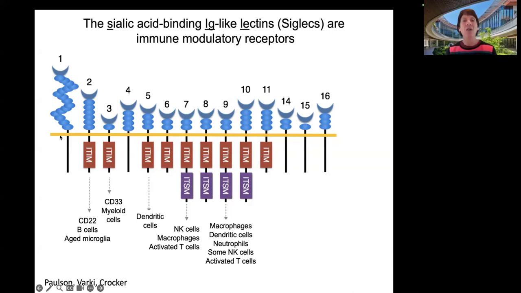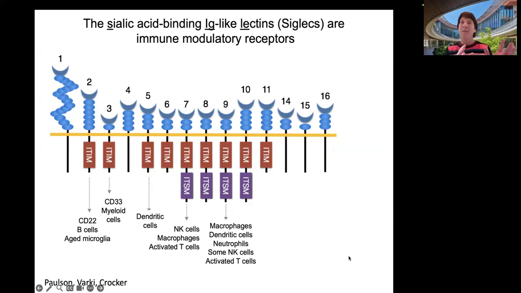In this cartoon, the yellow line reflects the surface plasma membrane of the immune cell. And all the blue stuff is what's outside the cell, facing outward. And all this stuff down here, these red bricks and purple bricks, this is what's inside the immune cell, okay? And first of all, I'll point out that there's 14 members of the Siglec family in humans. There's some funny numbering here because the numbers came from mouse Siglecs and they're a little different in humans.